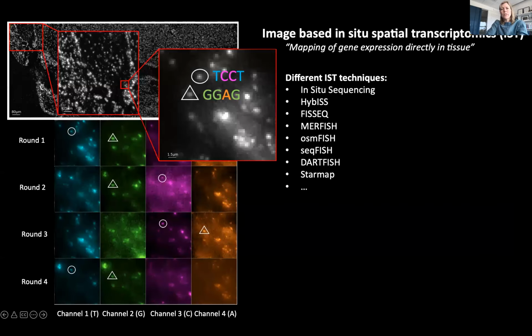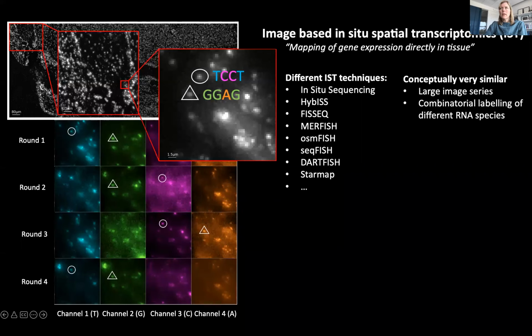After seeing all these markers, you may start to wonder where they come from. In this case, they come from in situ spatial transcriptomics. This is a collection of different techniques for mapping gene expression directly in tissue. And all these methods are conceptually very similar. It's usually large image series and combinatorial labeling of the expressed genes.